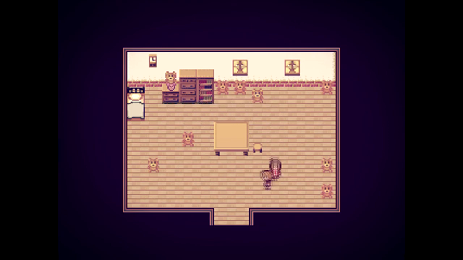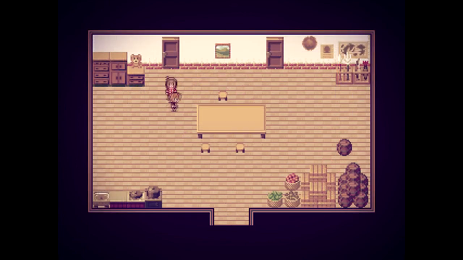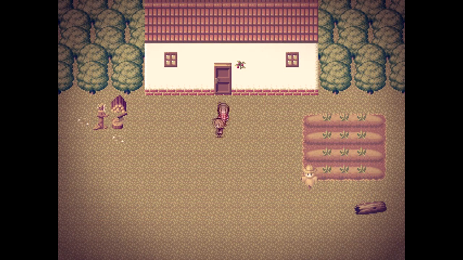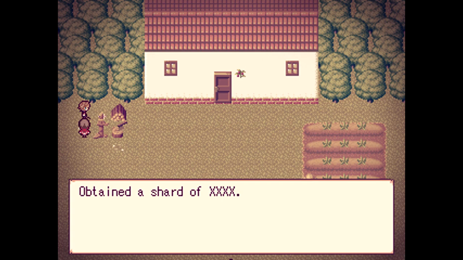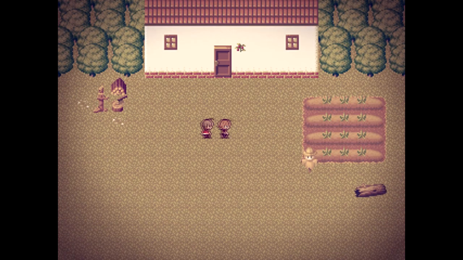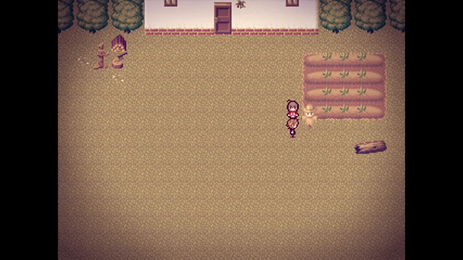Okay, so all these characters are based off of fairy tales and such. So the first one, I believe, is Hansel and Gretel? Are those the ones that go to the witch's house of sweets? And this one is Little Red Riding Hood. Oh, it's unlocked. Indeed it is. Oh, hey, look over here. What's that? Pick it up. Obtain a shard of XXXX. I don't know what that is or what that's for.